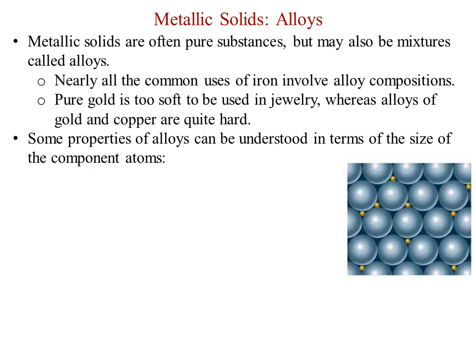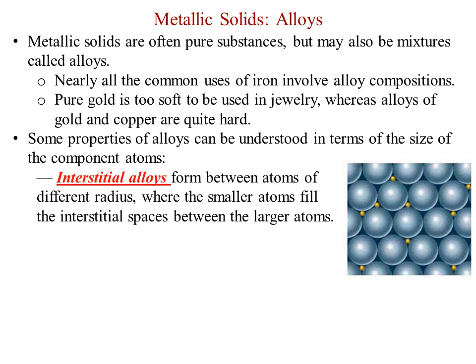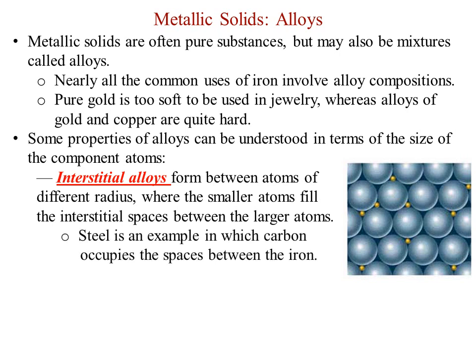Now some properties of alloys can be understood in terms of the size of the component atoms in the alloy. So what you see in the picture on the right is something called an interstitial alloy. An interstitial hole is just a gap in the crystal structure between the atoms. Well, if you can fill in a smaller atom into those gaps between the larger atoms, you get what's called an interstitial alloy. Steel is an example of an interstitial alloy between iron and carbon atoms. The carbon fills in the gaps.